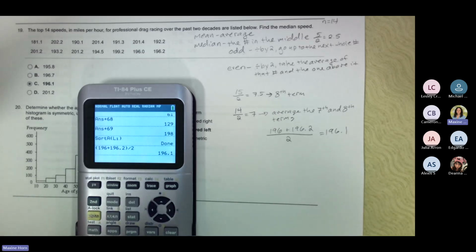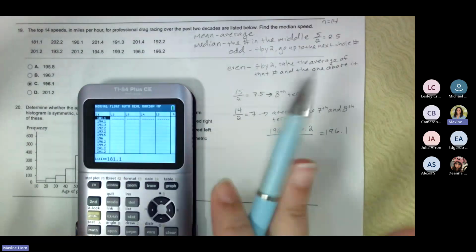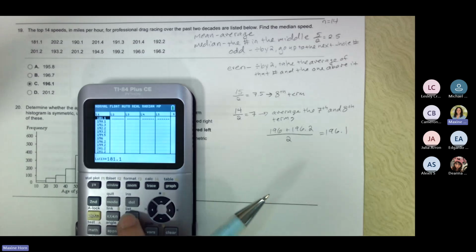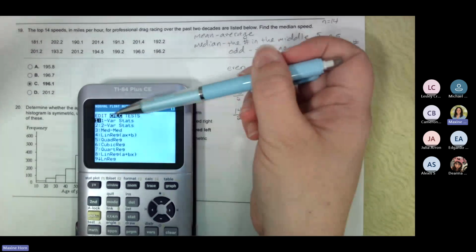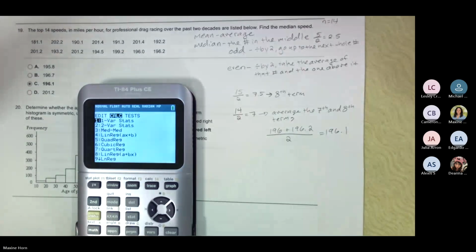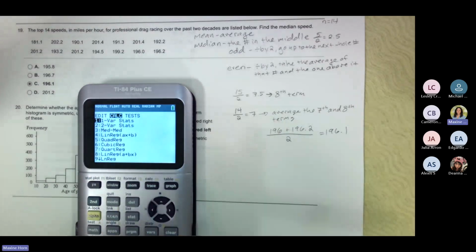Let's have it do it the easy way. So we're going to go to stat. Let's pretend like we're doing this fresh. We're going to go to stat, we're going to edit, and we're going to type in all these numbers. They don't have to be in order. Then we're going to go back to stat and have it calculate something for us. So I'm going to arrow to the right to calculate. We are going to calculate one var stats, right?